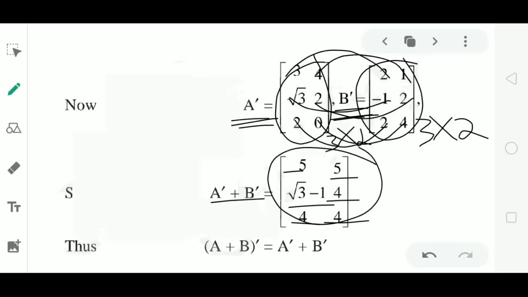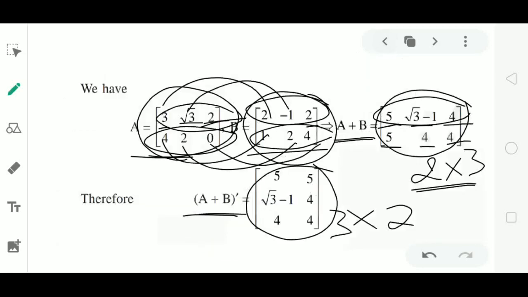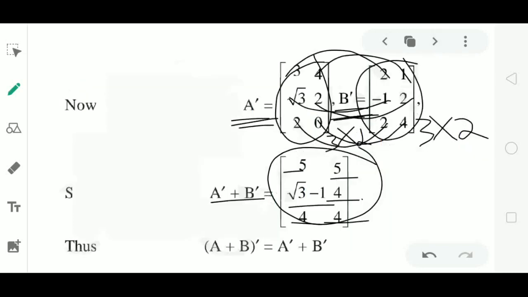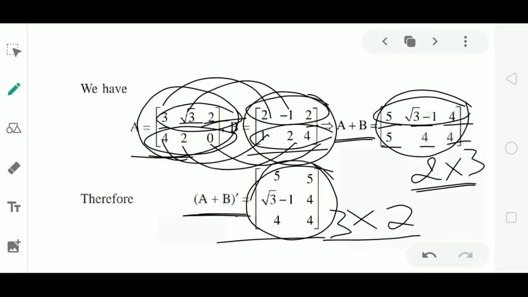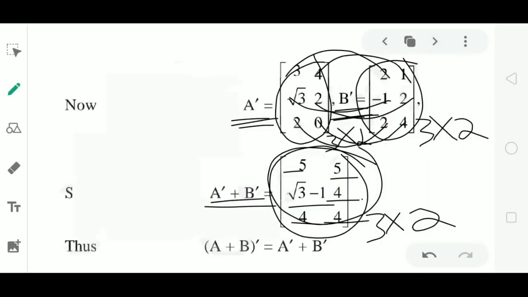Now let us compare this matrix with (A plus B) whole dash. The order of (A plus B) whole dash is 3 by 2. The order of A dash plus B dash is also 3 by 2. And also compare the elements. The elements of A dash plus B dash are equal to the elements of (A plus B) whole dash. Therefore, we conclude that (A plus B) whole dash is equal to A dash plus B dash. We have verified the second property also.